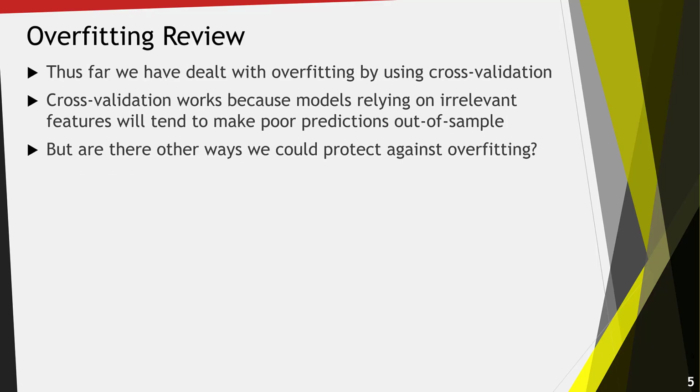So far, we've dealt with the overfitting problem using cross-validation. Cross-validation works because models that rely on irrelevant features will tend to make poor predictions out of sample, and so they'll tend to have relatively large values of the loss function when evaluated out of sample. But are there other ways we could protect against overfitting?